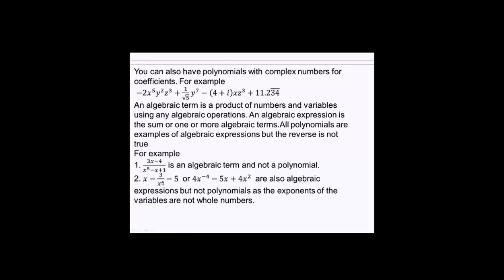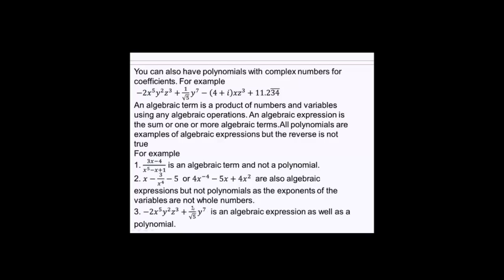Because if you look, there's a variable in the denominator. In other words, if you were to rewrite this, this would be 3x to the negative 4, and you cannot have integer powers. You need whole number powers to be a polynomial. Same thing here. Negative 4 is an integer power for the variable, which is not allowed for a polynomial.